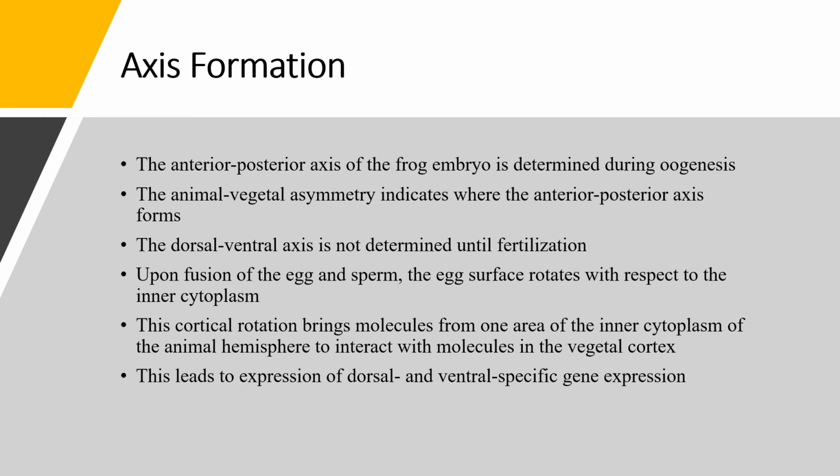Okay? And then the dorsal-ventral axis is not determined until fertilization. Upon fusion of the egg and the sperm, the egg surface rotates with respect to the inner cytoplasm. We have already discussed how the different rotations happen in the development of the zygote. This cortical rotation brings molecules from one area of the inner cytoplasm of the animal hemisphere to interact with molecules in the vegetal cortex. And this leads to the expression of dorsal- and ventral-specific gene expression.